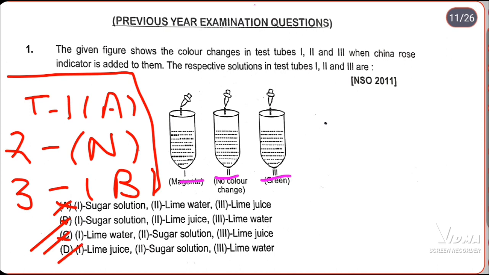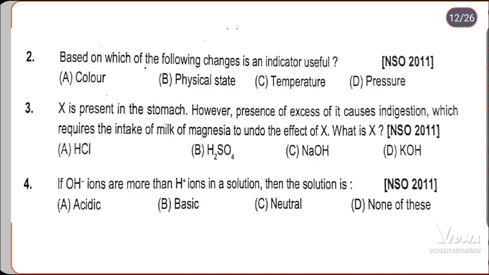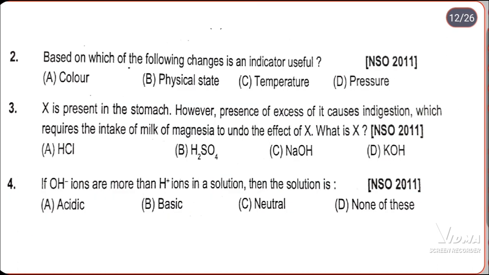So now lime juice is acidic in nature, sugar solution is neutral in nature, and lime water is basic in nature. So the correct answer is option number D. Next question. Based on which of the following changes is an indicator useful? So an indicator is useful on the basis of color, physical state, temperature or pressure. So the correct answer is option number A, color.